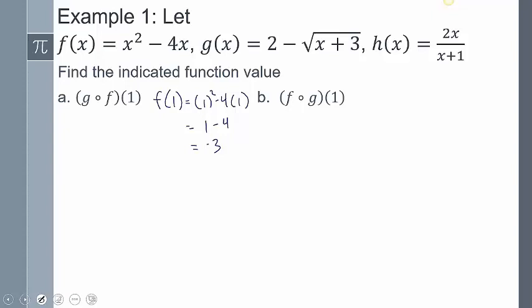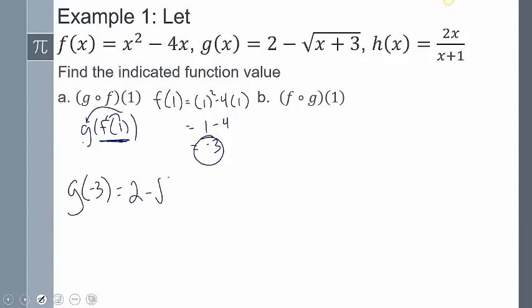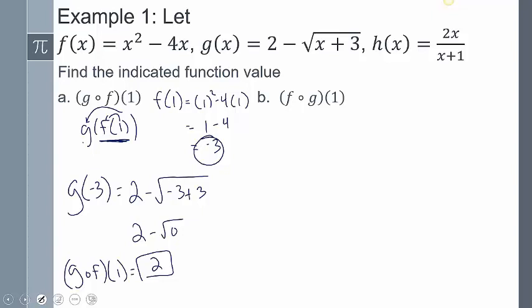So now I need to take that value, because another way of looking at this is g of f of 1. I plugged 1 into f. Now I need to take this negative 3 and plug that into g. And so I'm going to get g of negative 3 equals 2 minus the square root of negative 3 plus 3. 2 minus, that would be root 0, so I get 2. So I can say g of f of 1 is going to equal 2.